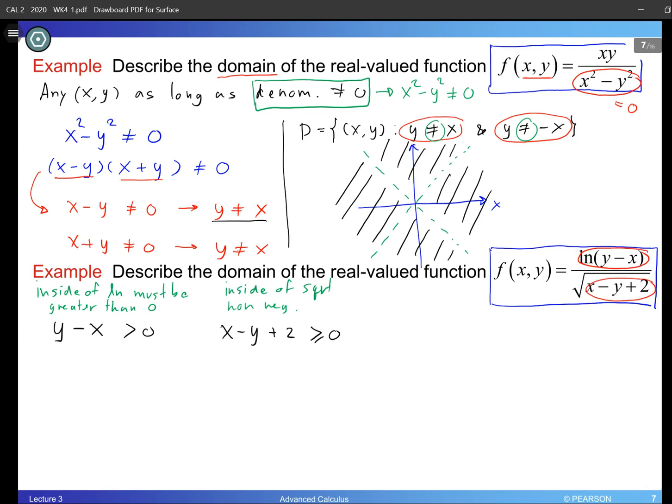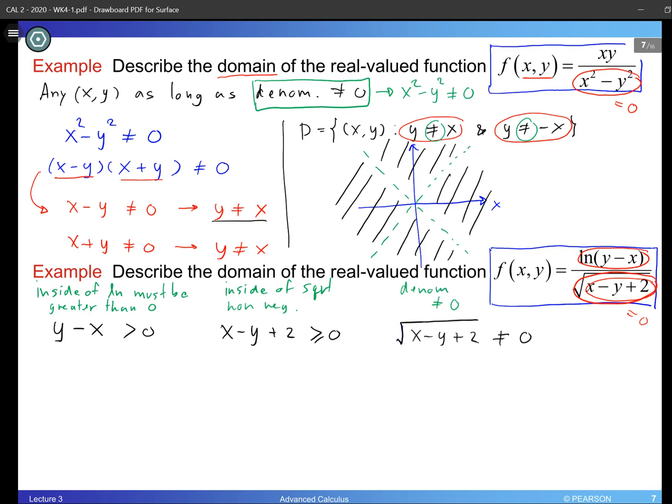Now the next thing is about the fraction. You can see that we have a fraction too, so the whole denominator cannot be 0. Just like in the first example, this is going to be a problem. So we are going to focus on the denominator, which is the square root of x minus y plus 2, not equal to 0. So this is about the denominator not equal to 0.